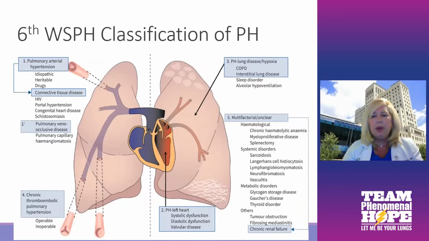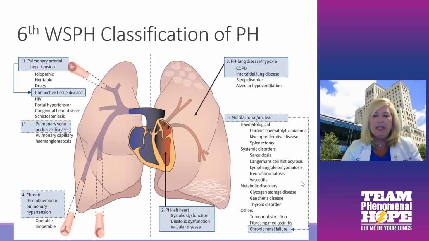So I wanted to show you this picture because this really is the classification, the gold standard of pulmonary hypertension. About every 5 years, the very smart people in the world of PH get together at a world symposium. And this was the 6th World Symposium. And they classify or reclassify pulmonary arterial hypertension. And there's about 5 classes now.